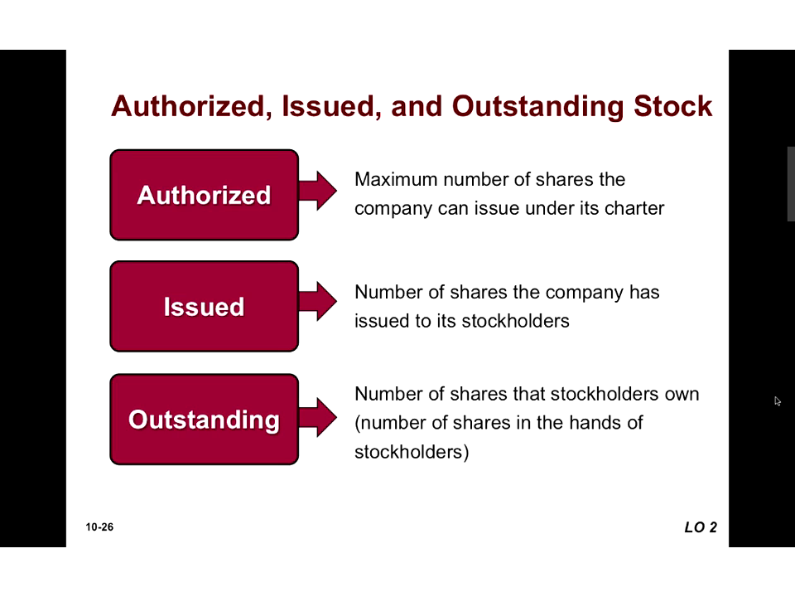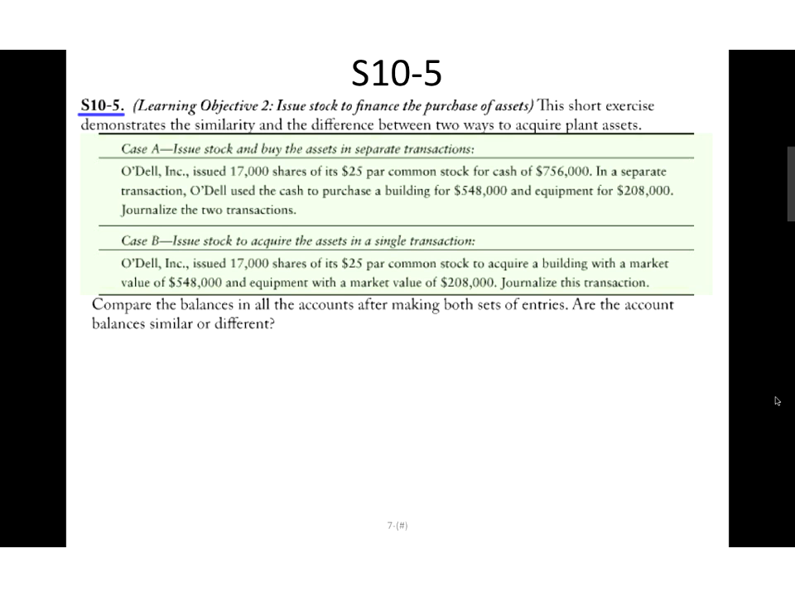Okay, so what we're going to do right now, we're going to do a couple of the homework problems. So the first homework problem we're going to do is short exercise 10-5. We're looking at the accounting for issuing stock to finance the purchase of assets. Okay, so basically we have two situations. Our first situation is we issue stock and buy the assets in a separate transaction. So situation A, we're issuing the stock, we're getting cash for it, and then we turn around and take the cash and buy the assets we need. Case B is we're issuing the stock in exchange for the assets. So we'll just go through each of these.